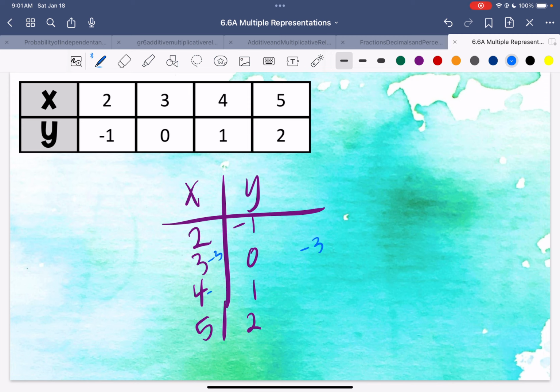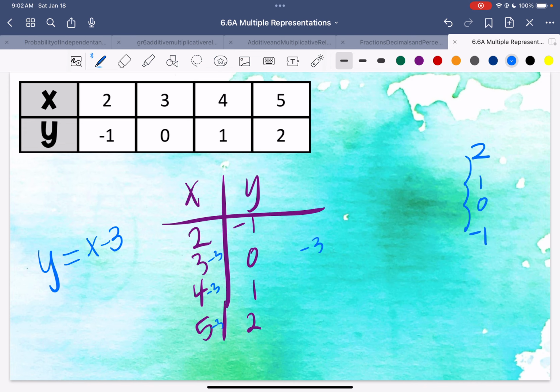If I take 4 minus 3, that gives me 1. 5 minus 3 gives me 2. Now I'm going to check the negatives. So if I'm at 2 and I go 1, 2, 3, this would be 1, 0, negative 1. So it does work. So my rule, or equation, is y equals x minus 3. Every single time I have x, take away 3, and that'll give me my y value.